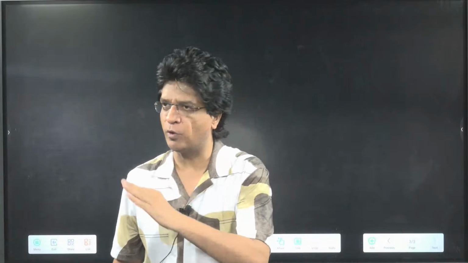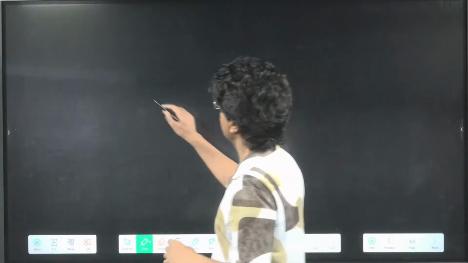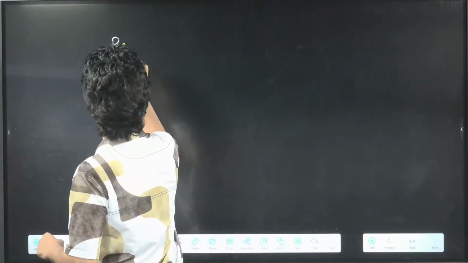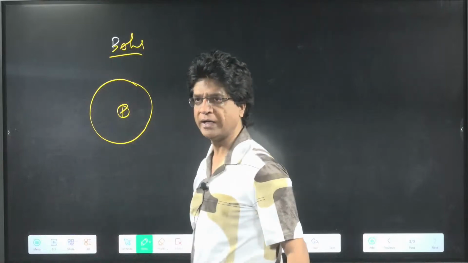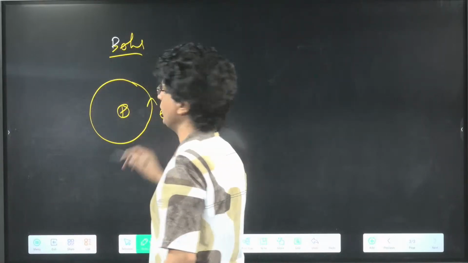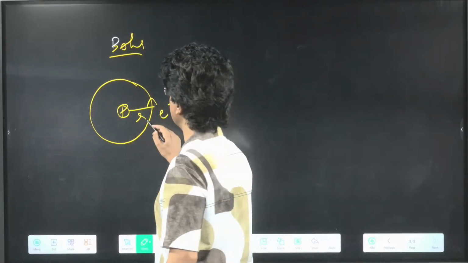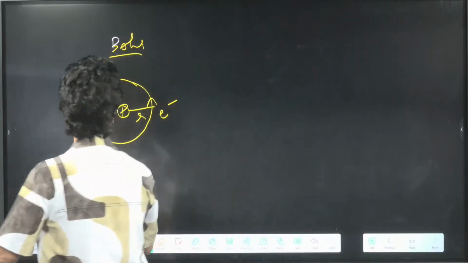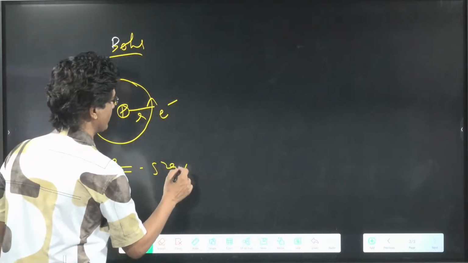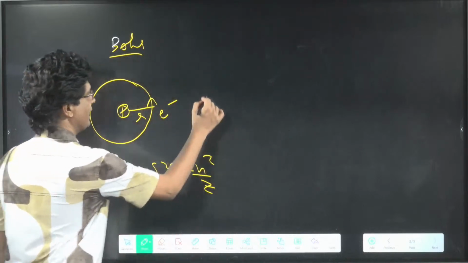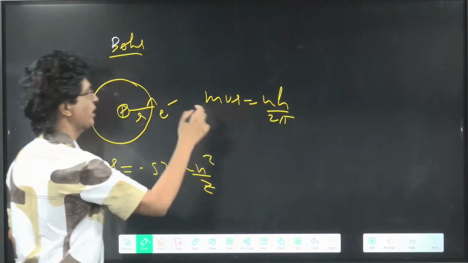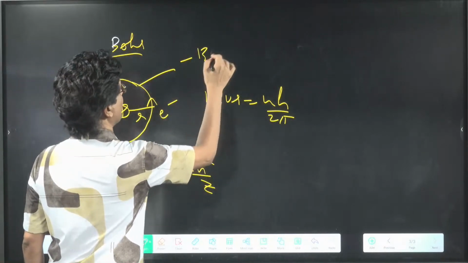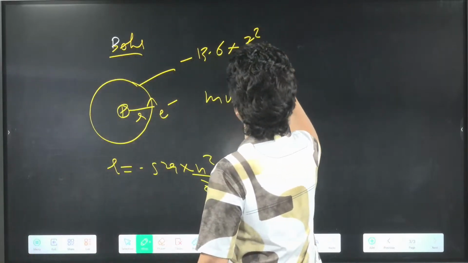the question Heisenberg was posing in front of the scientific community was that, as far as Niels Bohr was concerned, he said there is a nucleus and there is a clean path of electron. It will revolve in a circular orbit, and we can find the radius. We can also find out the momentum. The radius is given as 0.529 into n square by z, and we have mvr equal to nh upon 2 pi. Everything was fixed. We could have the energy also, minus 13.6 into z square by n square.